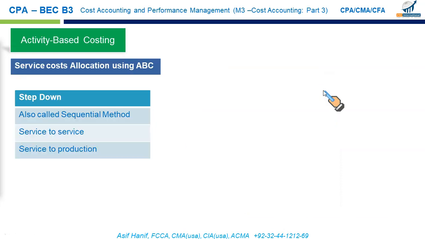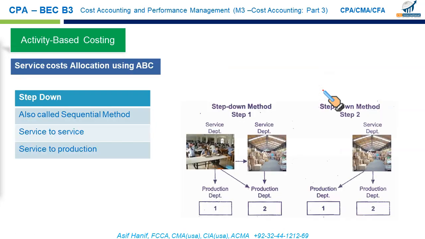Then the second method is the step-down method. This is a comparatively more accurate method, also called the sequential method. Service to service and then service to production. Now, let's consider the case. We have two service departments, canteen and stores, and two production departments. We start with the department that provides the most services. Let's say service department stores provide 10% of services to canteen, whereas canteen provides 30% of its services to stores. So whichever service department provides more services, we start with that department.